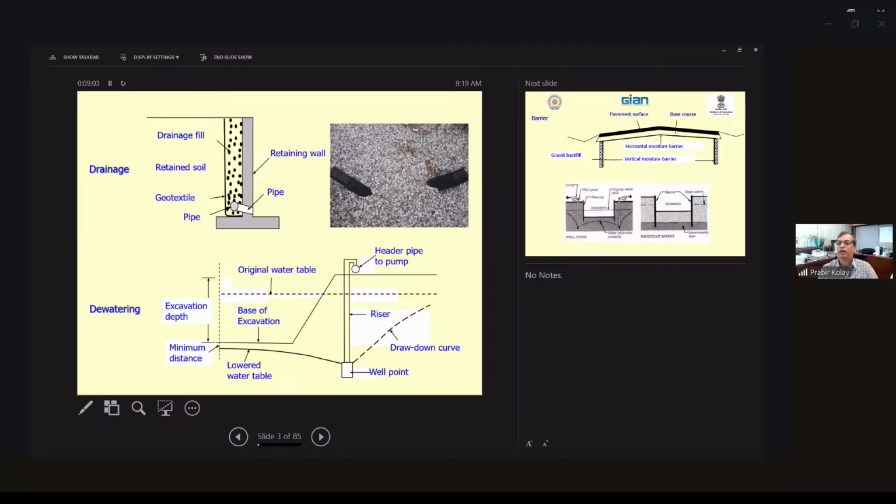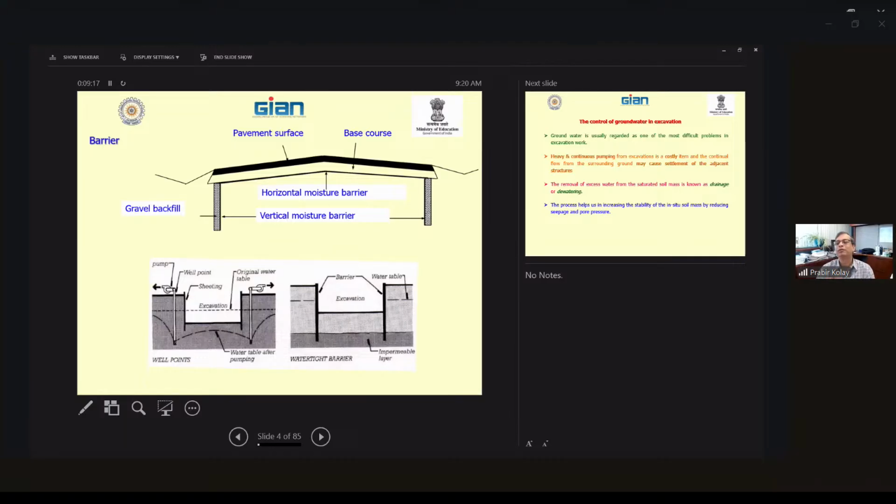So if you want to construct in dry situations, you have to just pump the water out so the original water table goes down, and then you can do your construction in a dry situation. And then the barriers. Sometimes we need barriers, so we are not going to go into details over here. Just for example, some pavement generally fails because of the water table fluctuation.